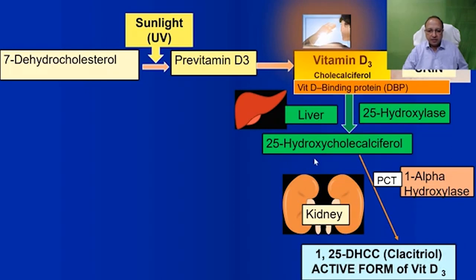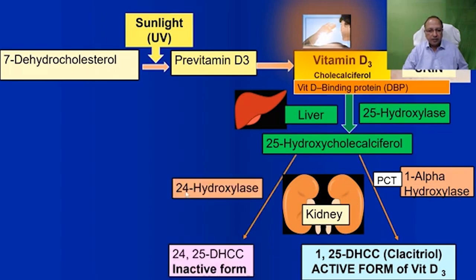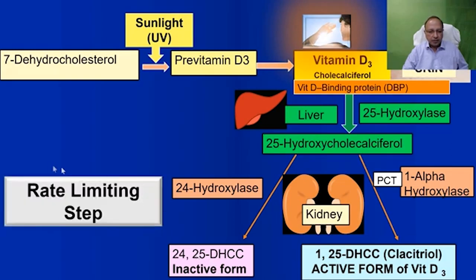But when we have an excess of calcium in the body, then instead of 1-alpha hydroxylation in the kidney, we have the 24-hydroxylase enzyme present, and it gives rise to 24,25-dihydroxycholecalciferol, which is an inactive form and which prevents the further absorption of calcium and phosphate from the diet into the blood. The important thing to remember is that this hydroxylation that occurs in the kidney is the rate limiting step for the synthesis of the active form of vitamin D3.